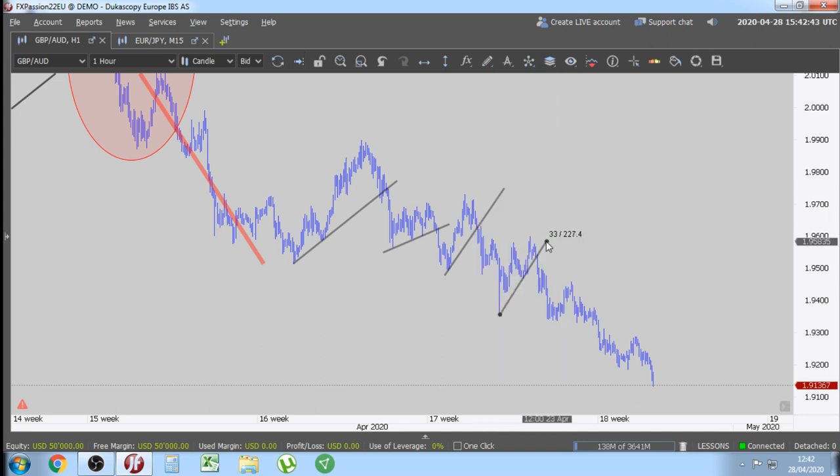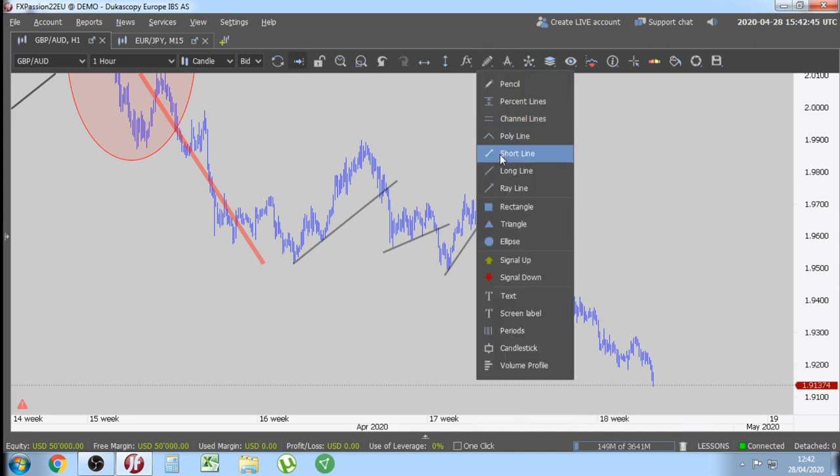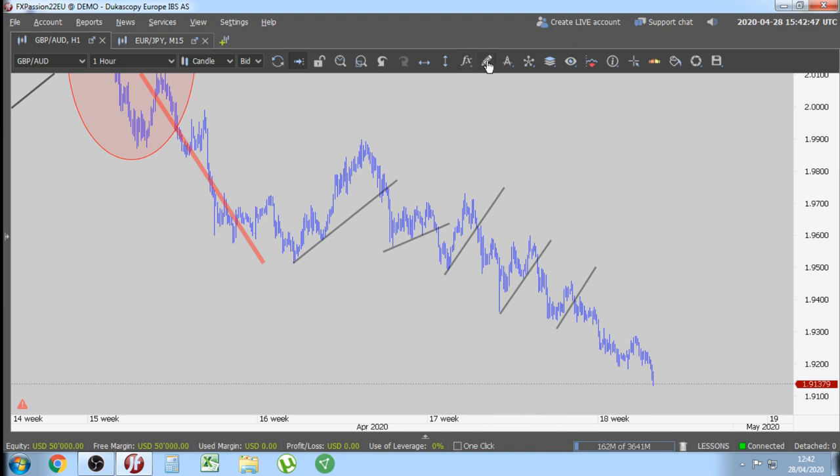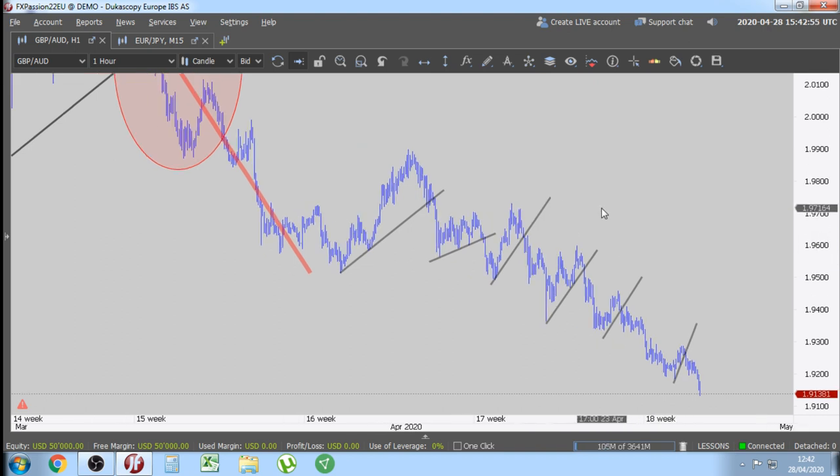Counter trend line, counter trend line break. Okay?